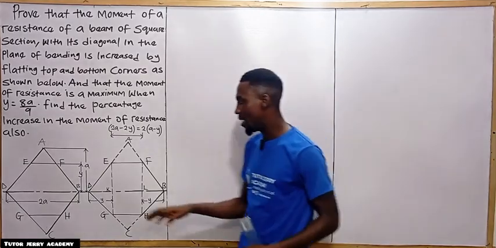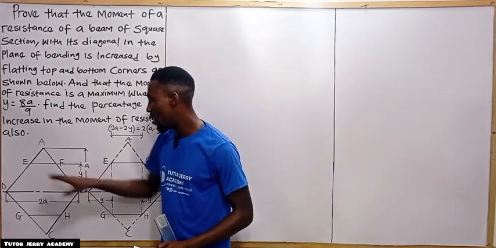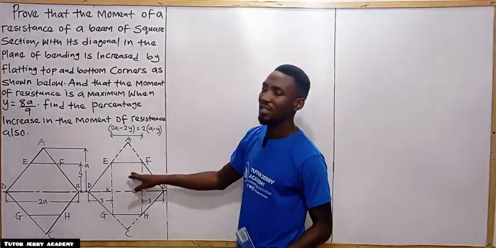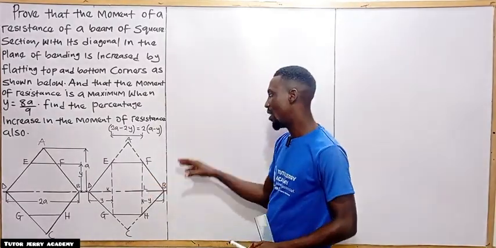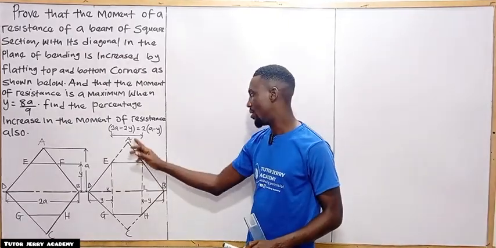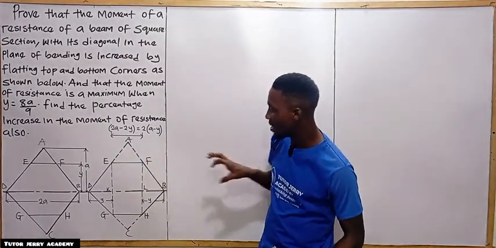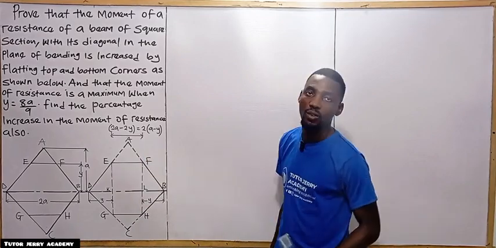You can see this is the first diagram of the square, and this is the new diagram of the square when it is cut. That's why I put a dotted line here. So they inscribe a rectangle in it.